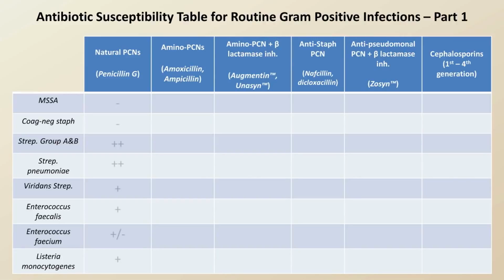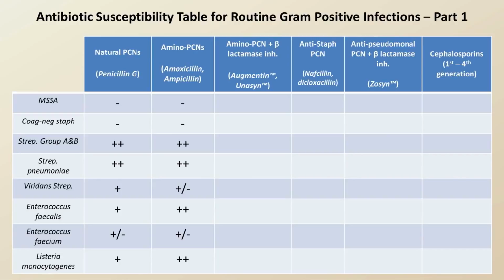The natural penicillins have no reliable staph coverage, but are great for most forms of strep. Although they usually have some activity against Enterococcus faecalis and Listeria, they are not the preferred agents for these infections. Instead, the aminopenicillins, consisting of amoxicillin and ampicillin, are the agents of choice for penicillin-sensitive Enterococcus faecalis and Listeria, and also provide coverage of group A and B strep and strep pneumoniae.